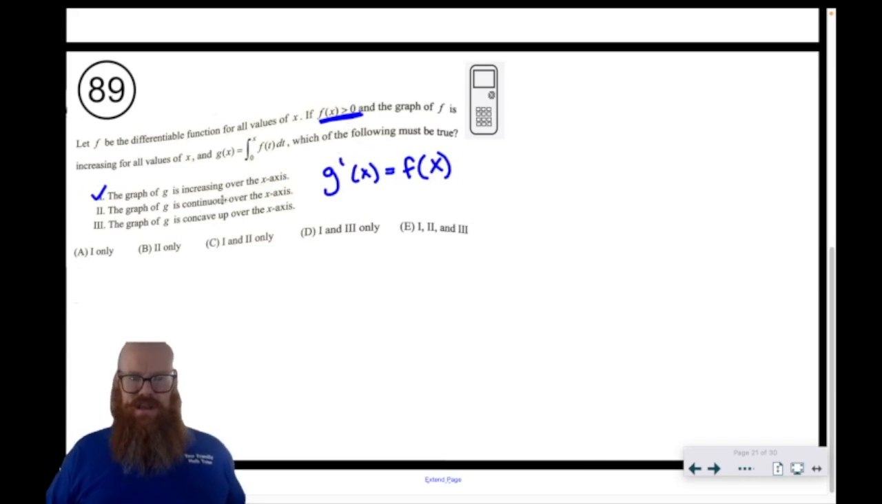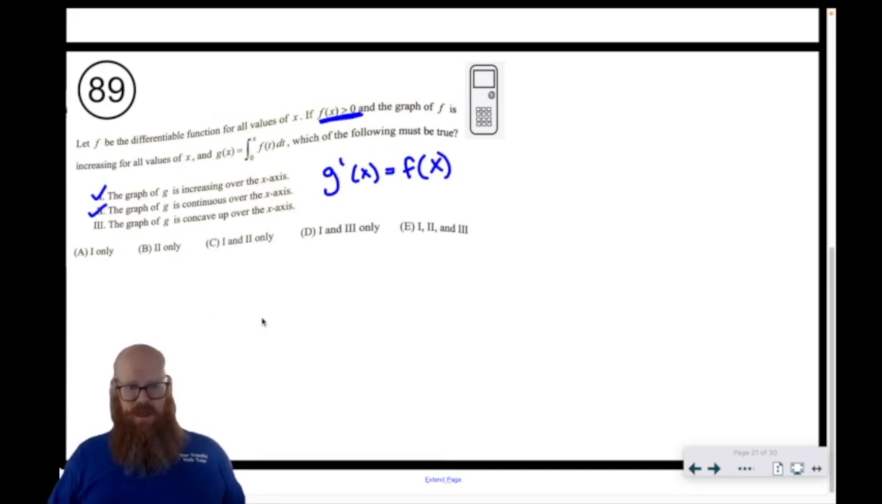The graph of g is continuous. Well, g is the integral from 0 to x, and f is differentiable and continuous. So therefore, g just has to be continuous. Yeah, I don't think there's anything more to that. Yeah, if f is continuous and you integrate it, then g is going to be continuous.